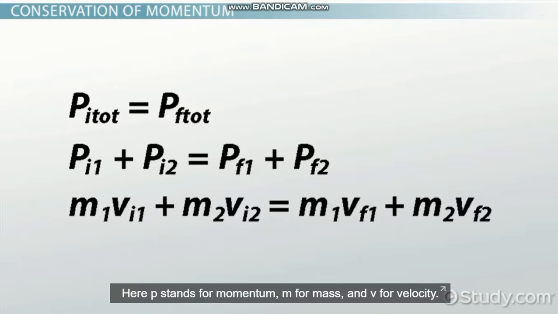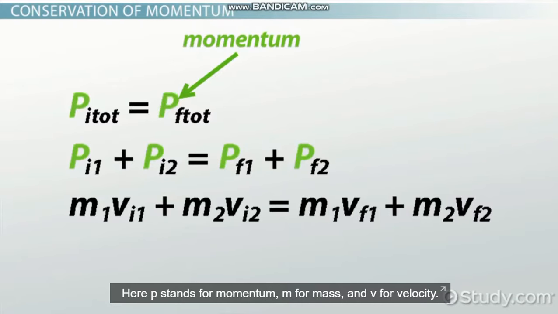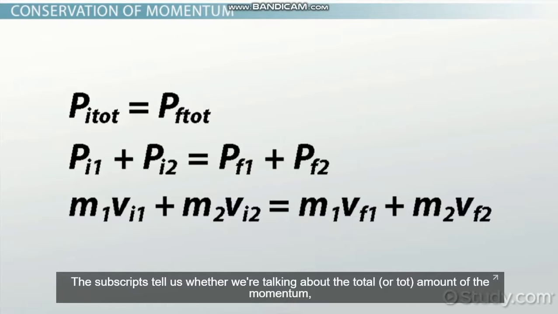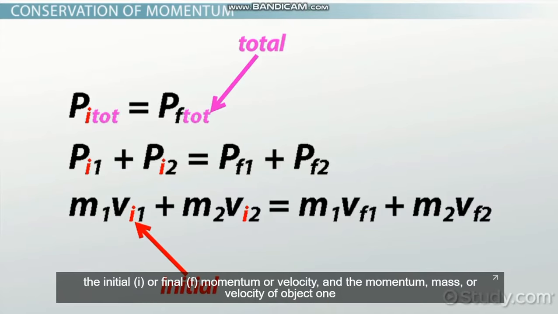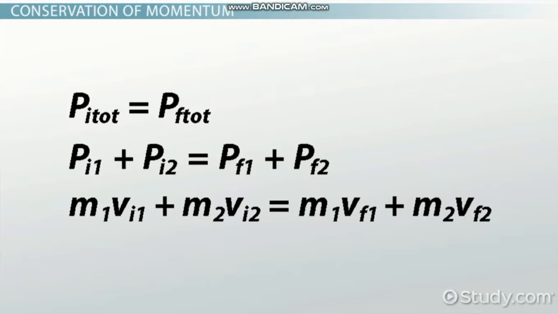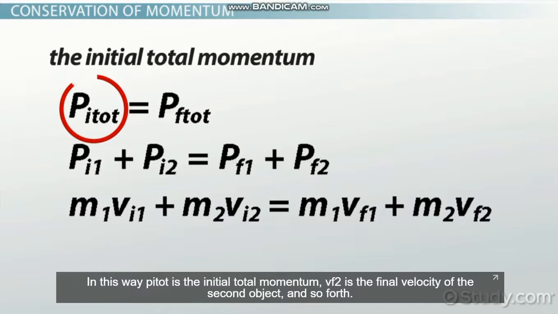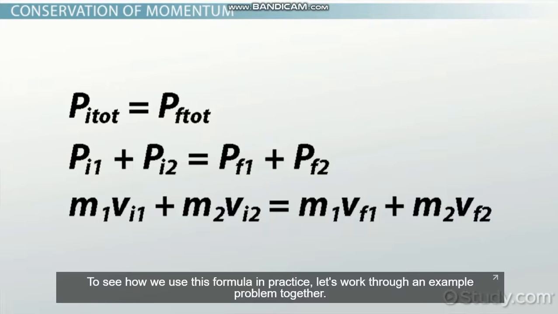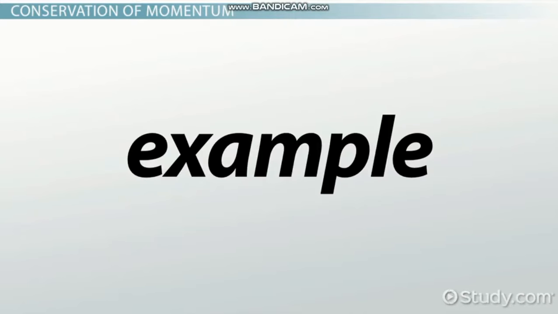Mathematically, we write this out as follows. Here, P stands for momentum, M for mass, and V for velocity. The subscripts tell us whether we're talking about the total, or TOT, amount of the momentum, the initial, which is I, or final, which is F, momentum or velocity, and the momentum, mass, or velocity of object 1 or object 2. In this way, P_I,TOT is the initial total momentum, V_F2 is the final velocity of the second object, and so forth. To see how we use this formula in practice, let's work through an example problem together.